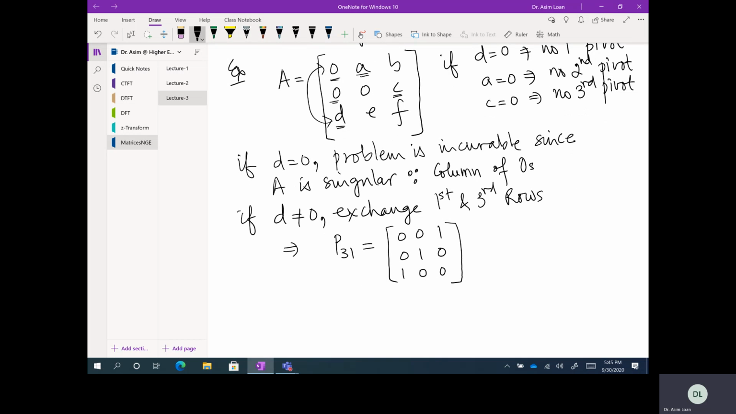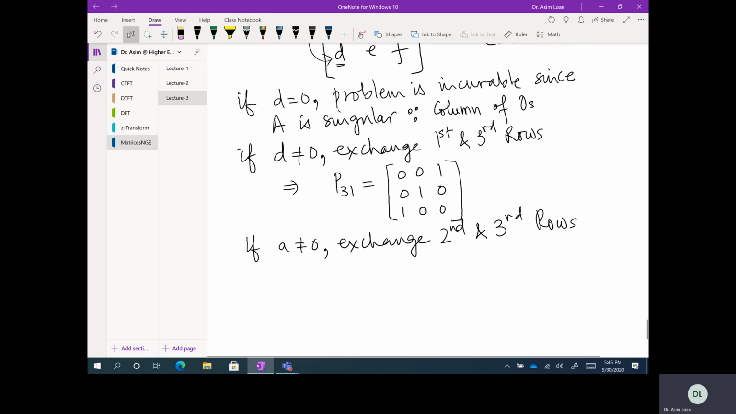And if A is not equal to 0, then you can exchange second and third rows. What is P23? This implies P23 equals: you are not going to change the first one. Second becomes the third, and third becomes the second. This is 0, 1, 0. Okay.